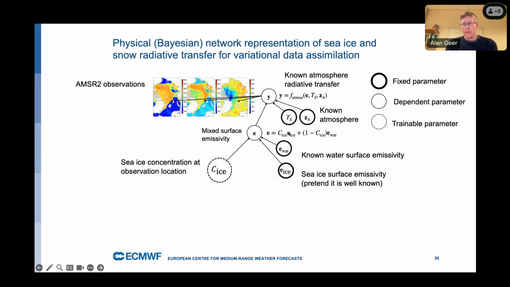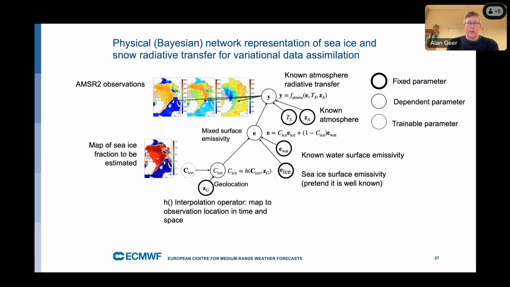Just to introduce the way this is written here, the solid black outlines are for variables that we think are perfectly known, or we at least set constant, though they're not really perfectly known. The solid thin outlines are for variables that are dependent variables, and the dashed lines are for parameters that are trainable. And so this is basically showing a description of how you would retrieve sea ice concentration, that would be the trainable variable, from AMSR2, these microwave observations, given good knowledge of the atmosphere and the sea ice emissivity. And it's the contrast between those two surfaces that enables you to detect the sea ice concentration. But of course, the sea ice emissivity isn't well known.